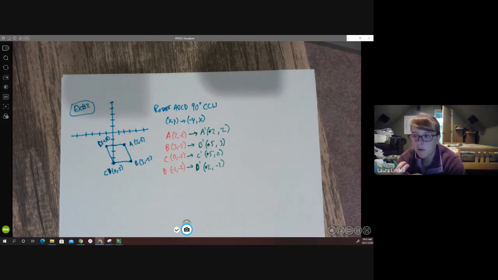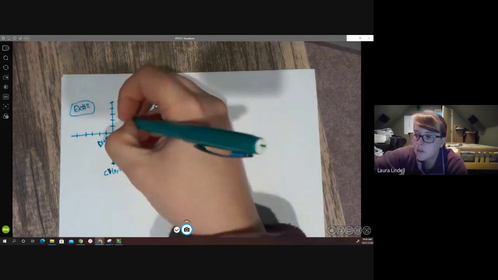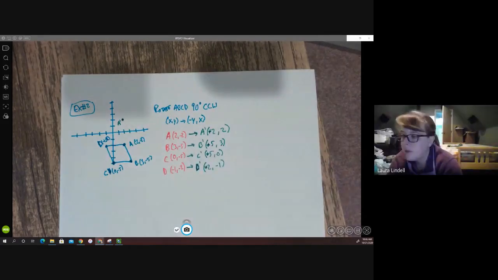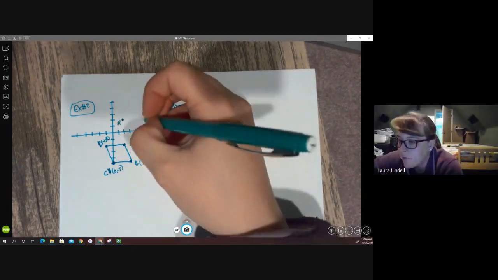Then we have to graph our new coordinates. So A is going to be 2, 2. So over 2, up 2. B will be 5, 3. So over 5, up 3.